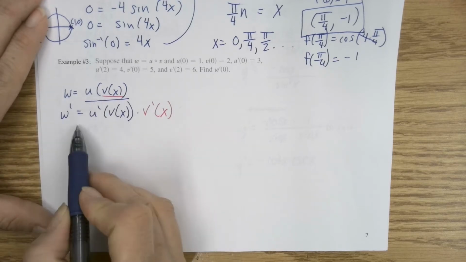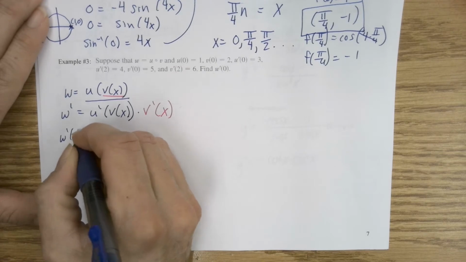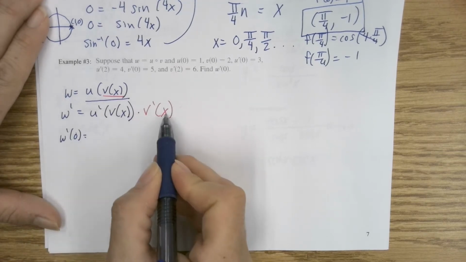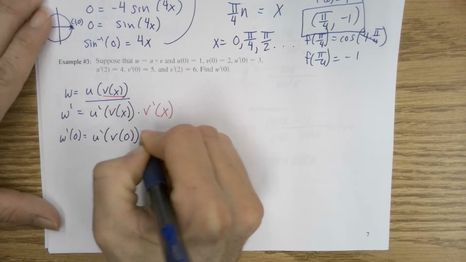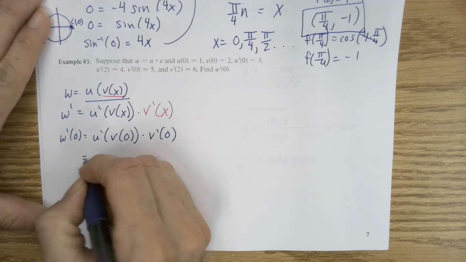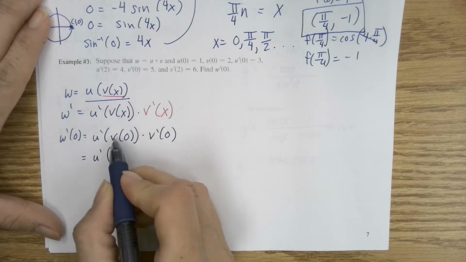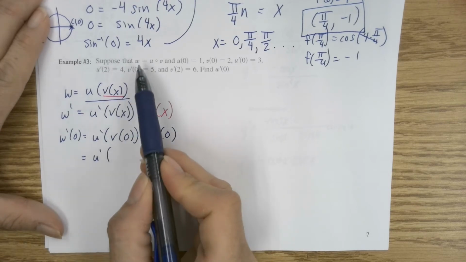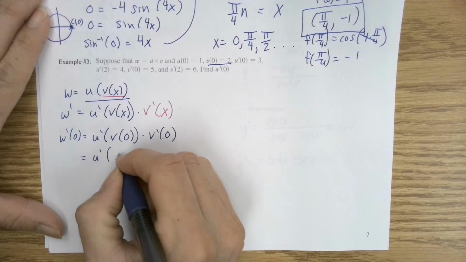All right, so we've now expanded that to represent w prime, and what I'm really finding is w prime of 0. So everywhere that I see an x, I'm going to substitute a 0 in here. So u prime of v of 0 times v prime of 0. And I'm going to kind of work my way out from the inside. So v of 0, let's look at our list of pieces of information that were given to us. V of 0 is 2.